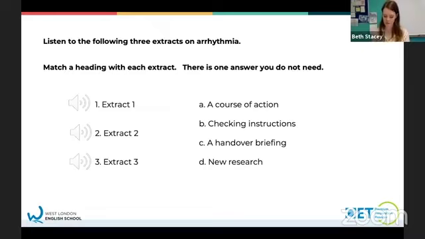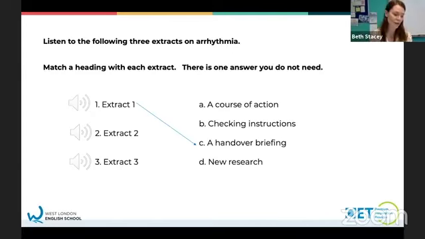Okay. So with extract 1, it sounded like a new nurse. They were saying, how are you settling in? They were talking a little bit about the medication. And the male nurse said that the doctor came and changed the medication. He said it's all in the notes, something about she's taken medication already this evening. So extract 1 is a handover briefing, probably in the evening, handing over from one nurse to another.